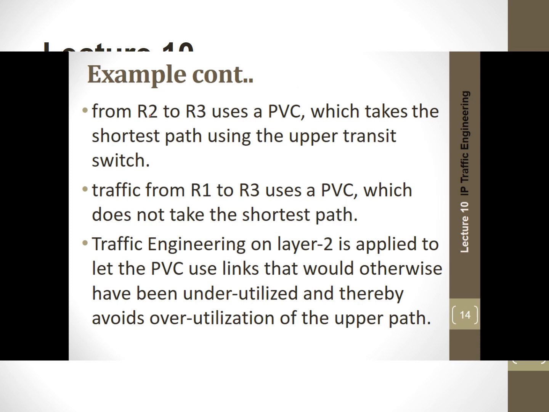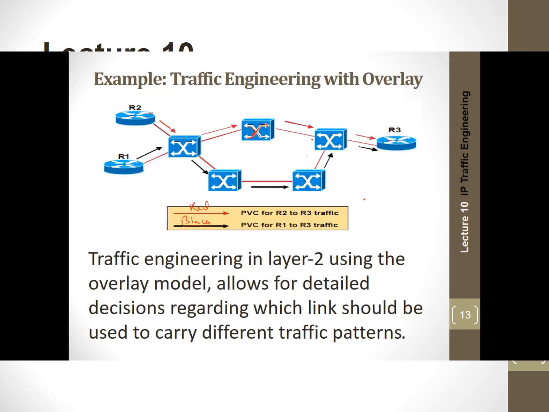Let's understand. It says traffic from R2 to R3 uses a PVC which takes the shortest path using the upper transit switch. So what is the shortest path in this scenario? The shortest path, of course, is R2 to R3 via the red color path. How many hops? It's one multi-layer switch in between. So definitely any traffic that is coming will prefer this route to R3 and will ignore the other path. Why? The other path has 3 multi-layer switches, while this one has just 1 switch. So most of the traffic will prefer using this path.